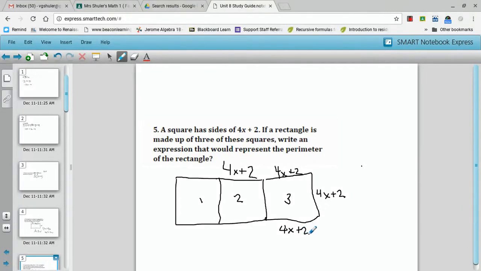The last part of this question is write an expression that would represent the perimeter of this rectangle. Well, anytime you find the perimeter of anything, you add up all the sides. Let's add up all the sides. How many sides do I have? Let's count them, after I finish writing 4x plus 2 on all of them.